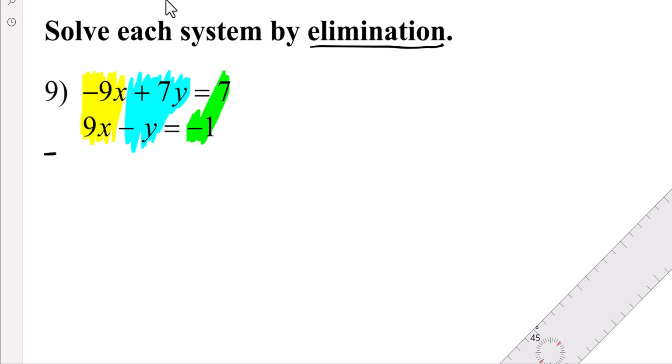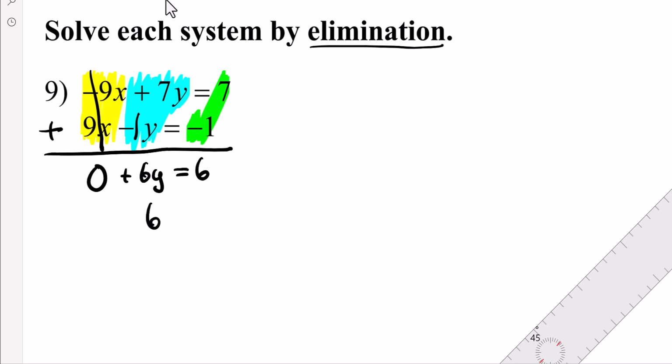-9x. So when you look, at least if one of the terms already has its opposite number, -9x and +9x, 0 out, that's how we know we're going to add the columns. Well, those cancel out to be 0. Then 7y subtract 1y gives us 6y. 7 subtract 1 gives us 6. So we now have 6y is equal to 6.